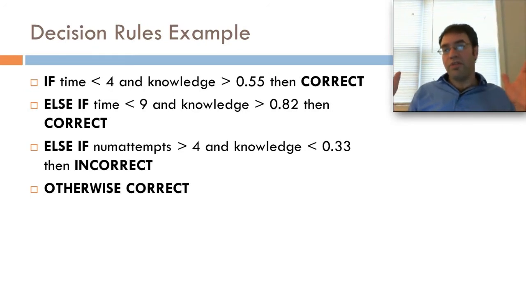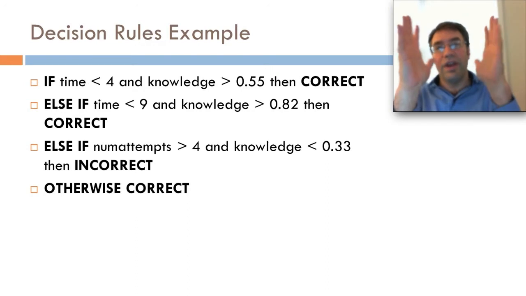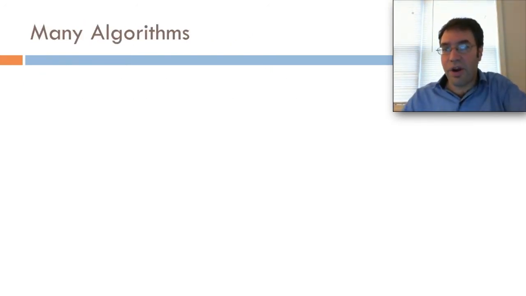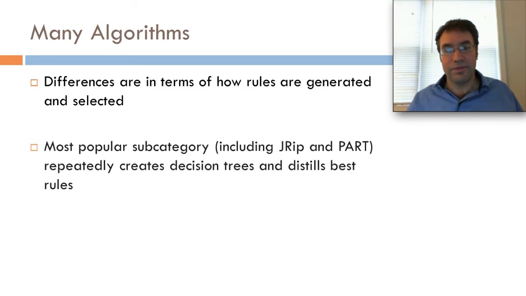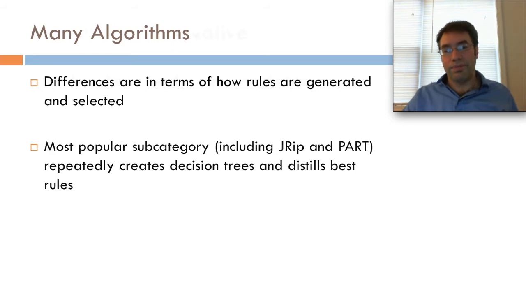So every time we operate a decision rule, we're taking part of the data and saying, all right, we know the answer, and taking the rest of the data and only considering among that. Like anything we discuss in this class, there are many algorithms for decision rules, and the differences between them are in terms of how the rules are generated and selected. The most popular subcategory, which includes the popular algorithms JRIP and PART, repeatedly creates decision trees, which we talked about a couple classes ago, and distills the best rules out of them.